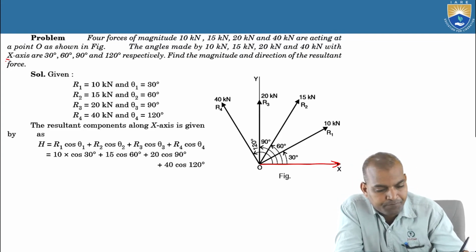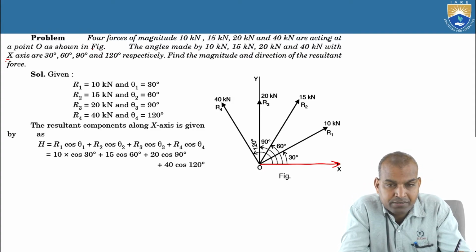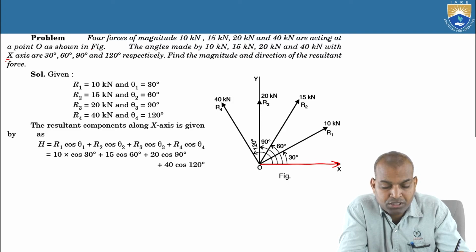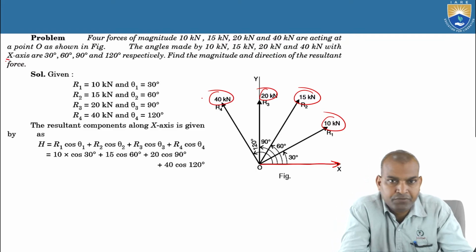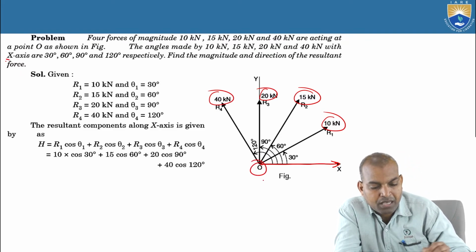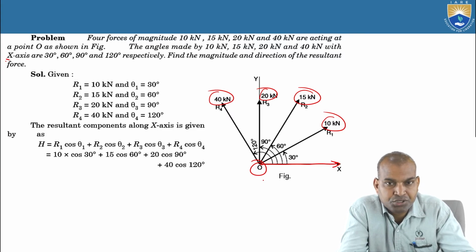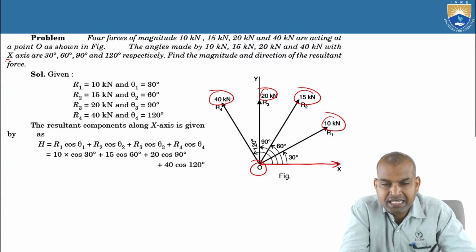Now let us begin. Here, four forces of magnitude 10 kilonewtons, 15 kilonewtons, 20 kilonewtons and 40 kilonewtons, that are R1, R2, R3 and R4, are acting at a point O. The directions of those forces are 30 degrees, 60 degrees, 90 and 120. We have equal consecutive steps: 30 plus 30, 60 plus 30, 90, 90 plus 30, 120.